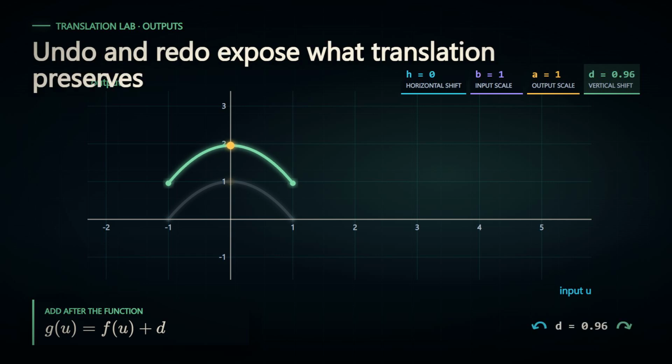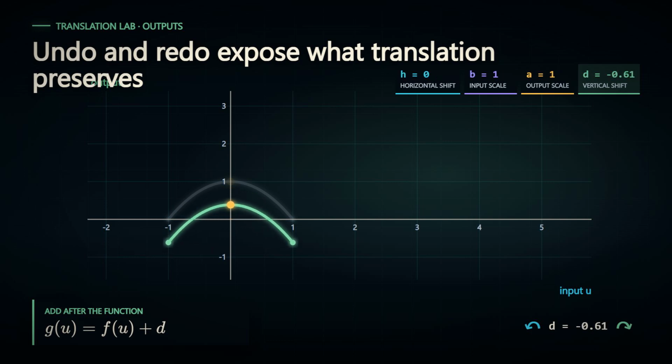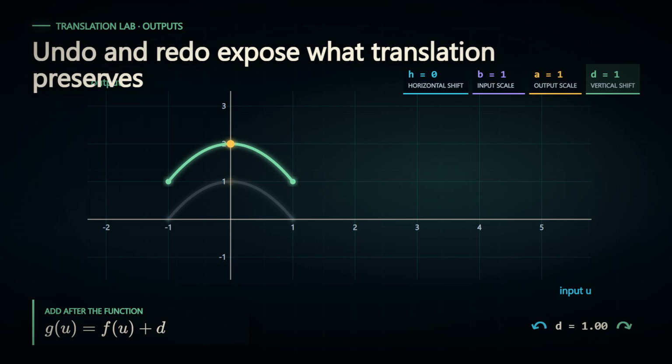Run the control backward and the graph retraces every position, +1, back to 0, then down to -1. Reverse again and it returns exactly. This undo and redo reveals what a vertical translation preserves. The curve does not become taller or wider, only its output 0 has moved.